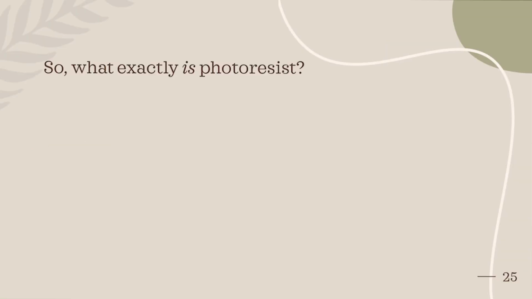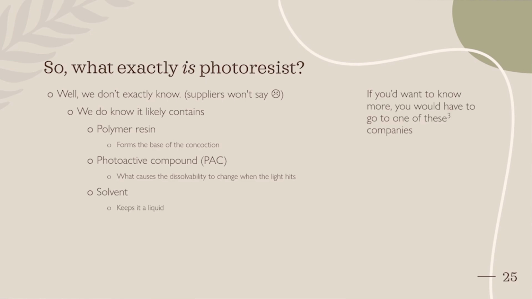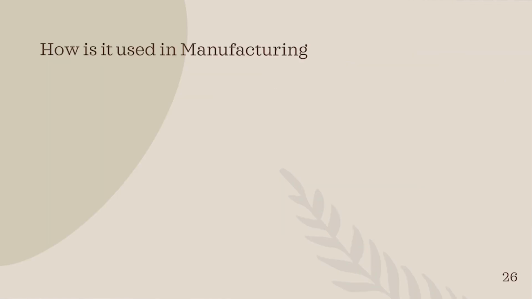So what exactly is this photoresist compound? We don't exactly know. Suppliers won't say. It has a polymer resin, which is basically, if you've ever used two-part resin, that's one of the substances. It kind of forms the base. It has a photoactive compound, which is the thing that makes it so that when you hit it with the laser, it uncures, and then some sort of solvent that makes it a liquid so you can paint it on. If you would like to know more, feel free to contact one of these companies, as they are who makes it. These are some of the main suppliers for TSMC, as far as I can tell.